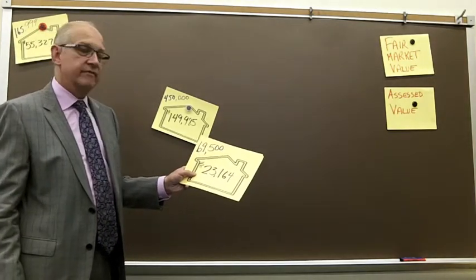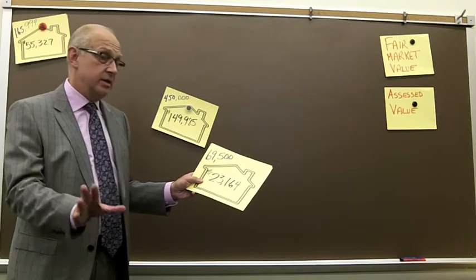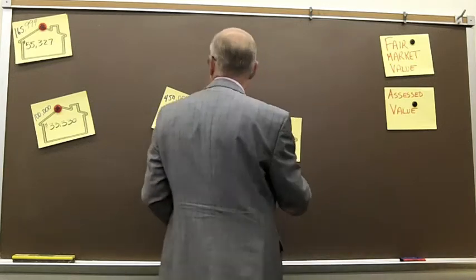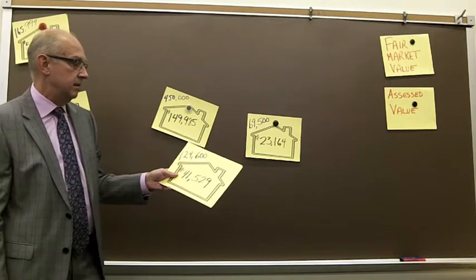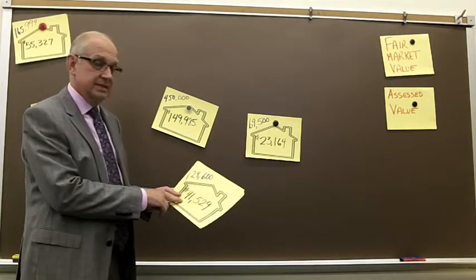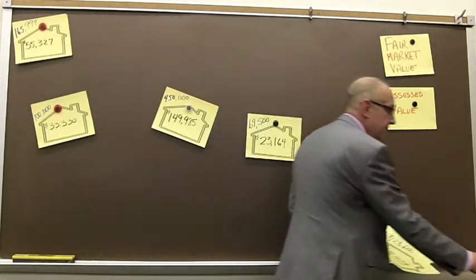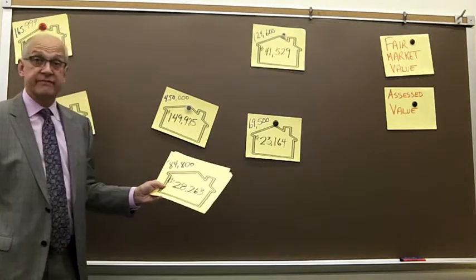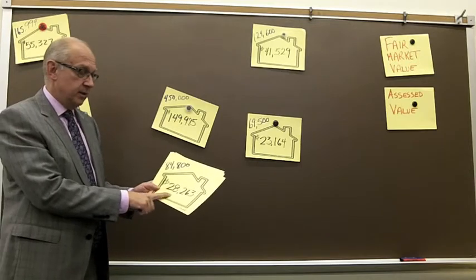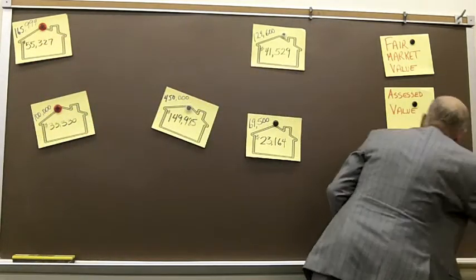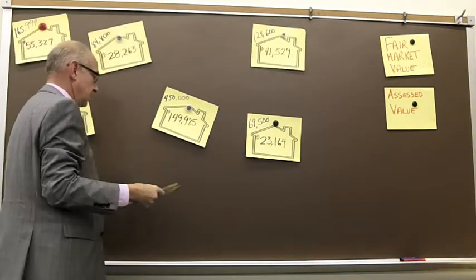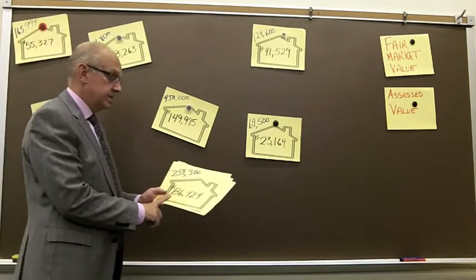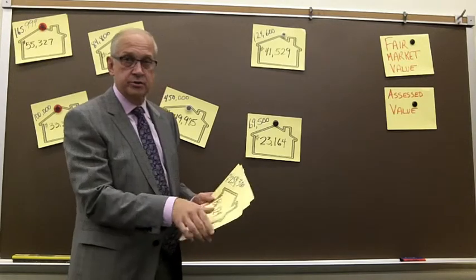Another house, fair market value, sold for $69,500. Assessed value is $23,164. Another house, $124,600 is the fair market value. That means the assessed value is $41,529. Another house, $84,800 is the fair market value. Assessed value is $28,263. Another house sold for $259,300. The assessed value, 1/3 of that, is $86,424.